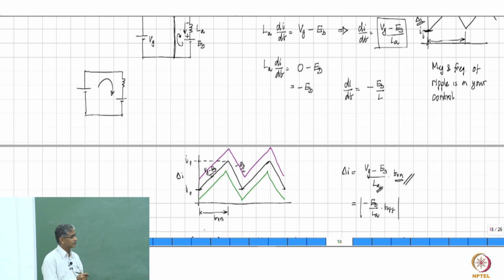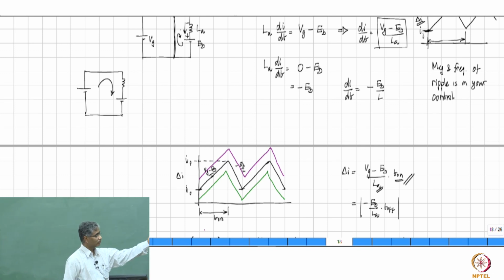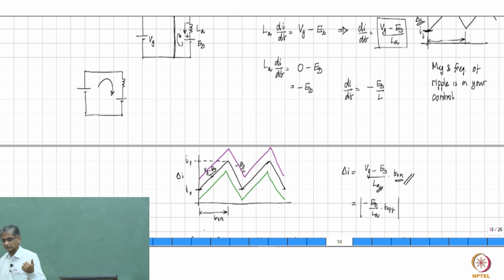If you know the current waveform, then you can find out the average value, area of the triangle divided by the duration. But these equations do not tell you anything about what the area of the triangle is going to be. This equation only says that the change between the minimum and maximum value of flow of current, delta I, is determined in this fashion, right? So this information is incomplete.